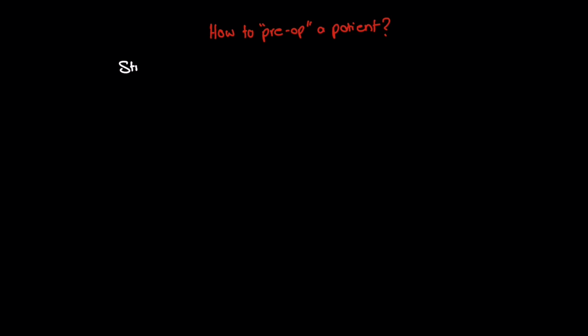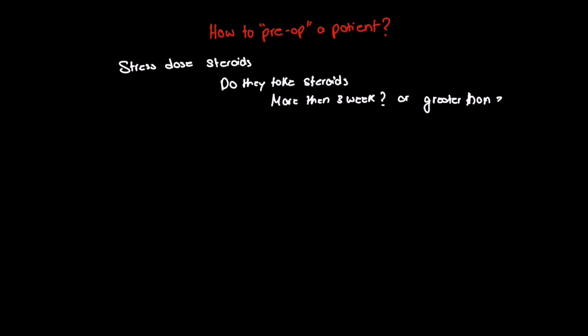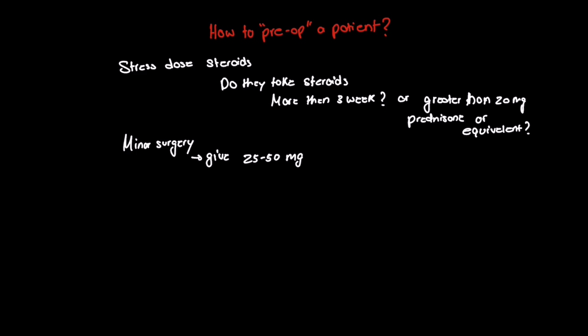Next, consider stress dose steroids. Does the patient take daily steroids? More than 3 weeks and greater than 20 milligrams of prednisone or equivalent every day? There are also nuances to this being added on in general. For these patients, for minor surgery, you can give them 25 to 50 milligrams IV before surgery and 25 milligrams Q8 for 1 to 2 days.